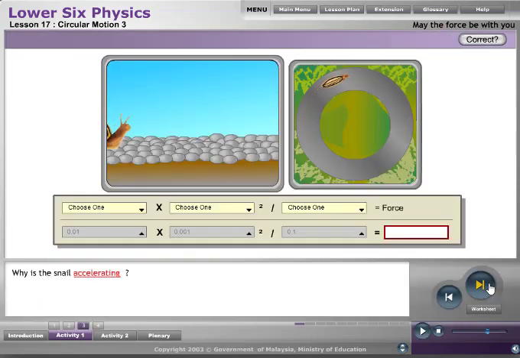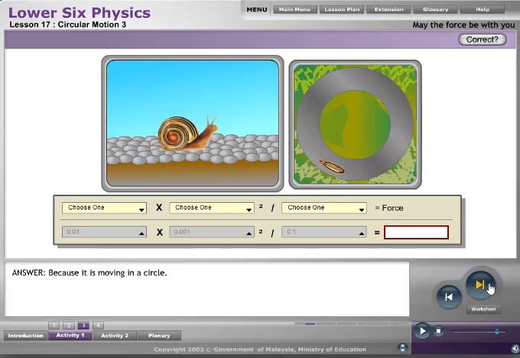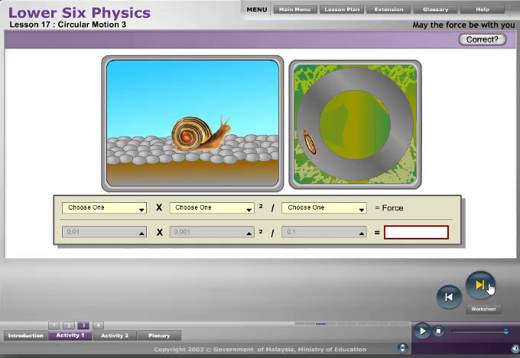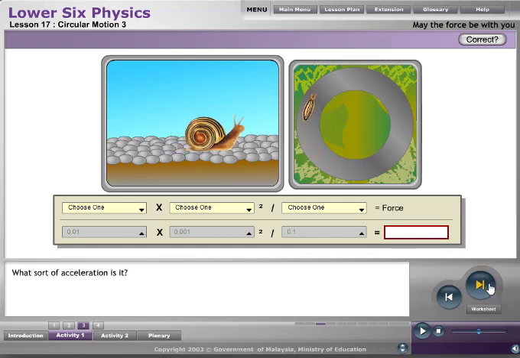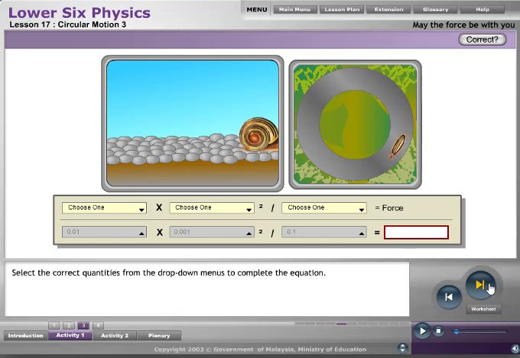Why is the snail accelerating? Answer: because it is moving in a circle. What sort of acceleration is it? Answer: centripetal acceleration. Select the correct quantities from the drop-down menus to complete the equation.